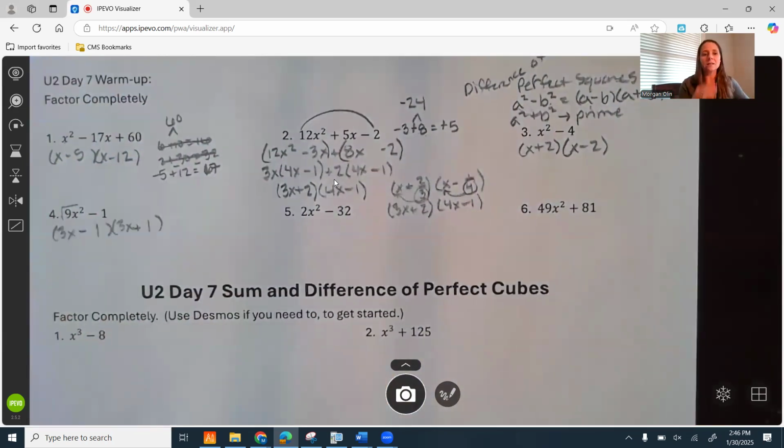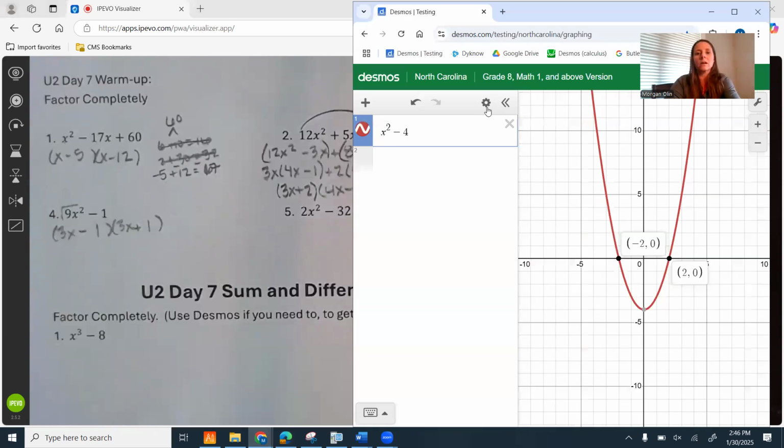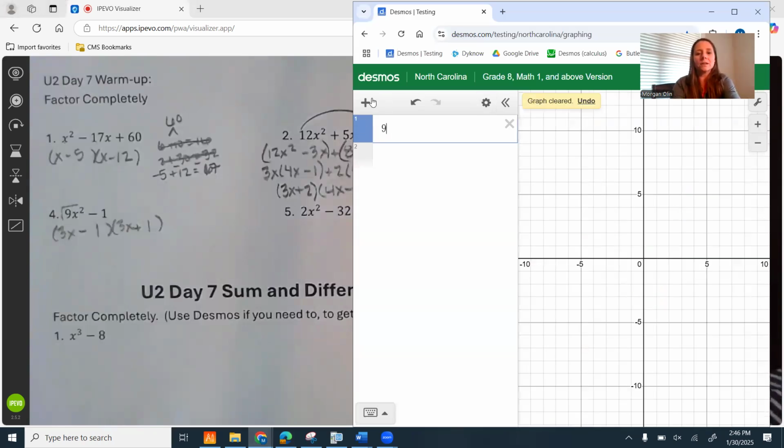Now, you could try to find the roots. The problem with these roots, and you'll see it in just a second, is that when I do 9x squared minus 1, yes, it does cross.